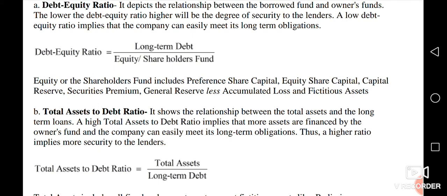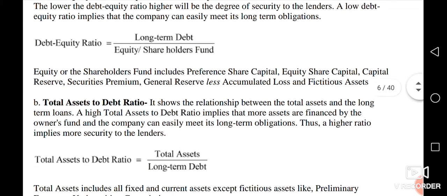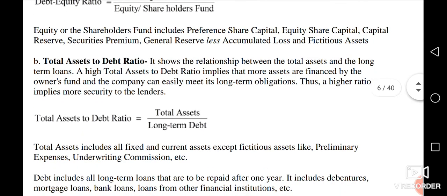Equity are the shareholder funds including preference share capital, equity share capital, capital reserve, securities premium, general reserve, less accumulated losses and fictitious assets, that is, preliminary expenses. The next formula is total assets to debt ratio.